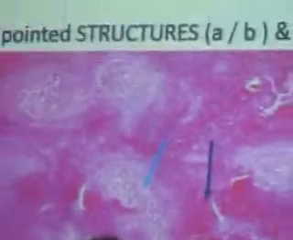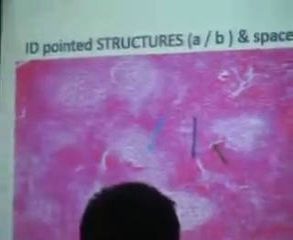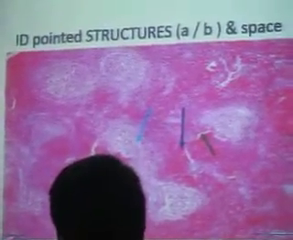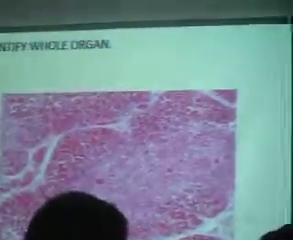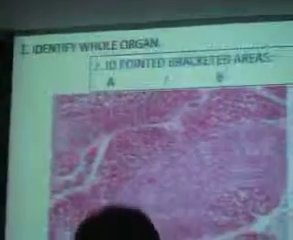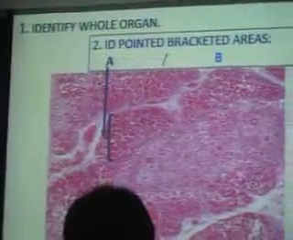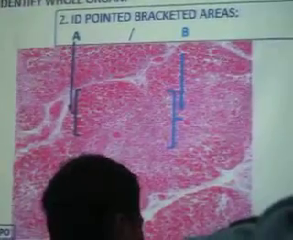The organ is? Oh, what cord? Nasaan ang cord dyan? The space. It is lined by stave cells. Click sinuses or sinus. Identify the whole organ. Thymus. Identify bracketed area. Cortex. Medulla.